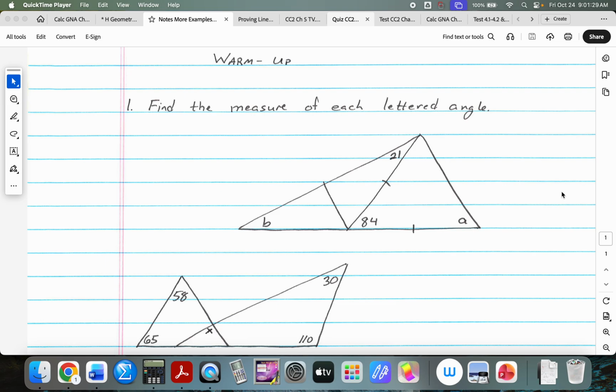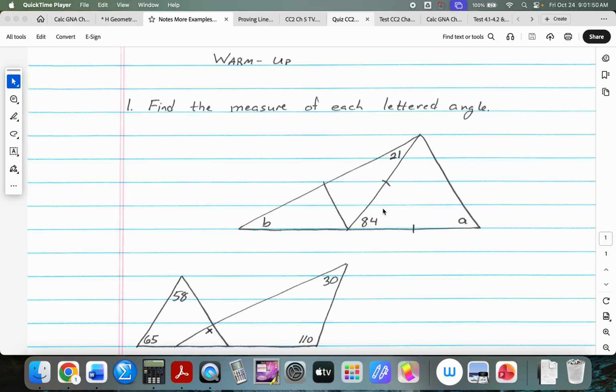So let's take a look at these problems, see how you're doing. For this first one, this little segment right here in the middle of this triangle is just there to be in the way. It has no point in the problem whatsoever. It's just there to distract you.